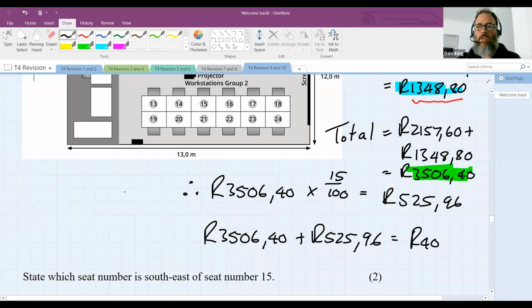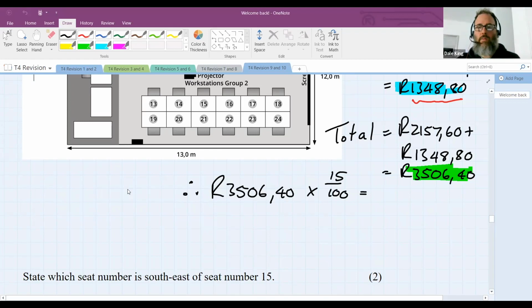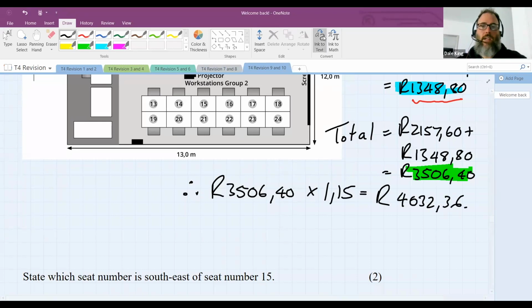If we go back to the original calculation that I had before, you'll see it's very, very simple. We just multiply by 1.15, and this gives us the same answer. Nice and easy, 4032.36. So either way, you'll get your marks if you do it.